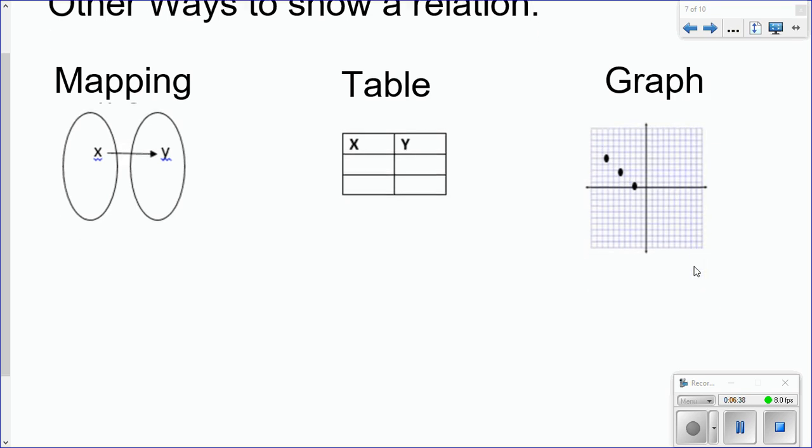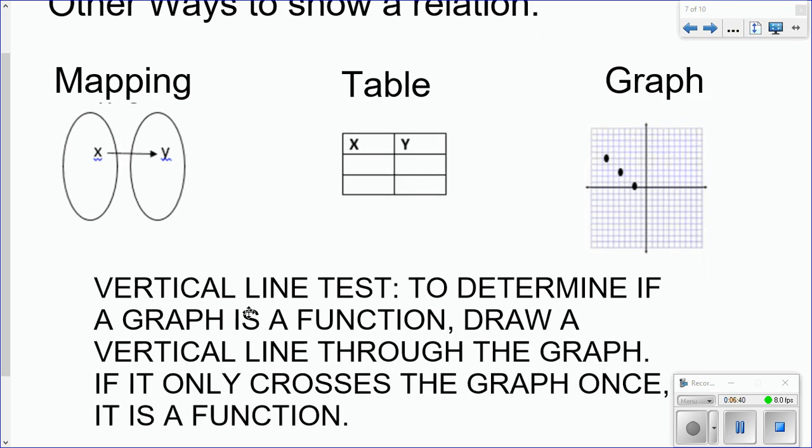And then the graph, plotting the points on the graph. The vertical line test is basically how we tell if a graph is a function, because instead of listing out all the ordered pairs, there's a picture of it. So what we do is we draw a vertical line through each point, and if there's only one point on the vertical line, then it is a function, because there's only one point that has that x value then.